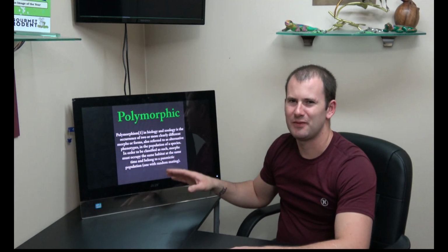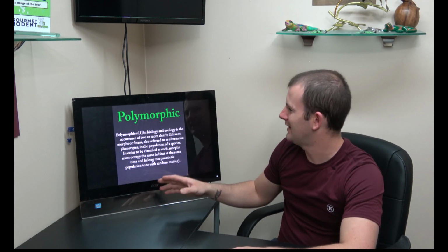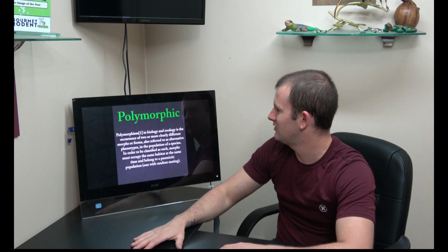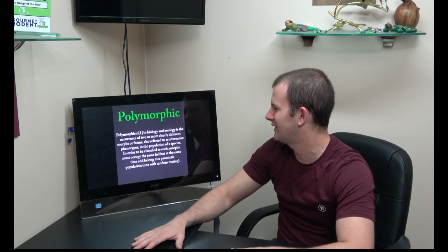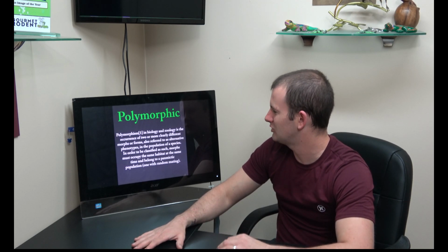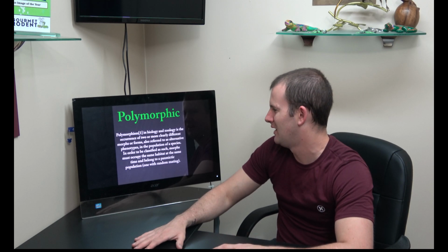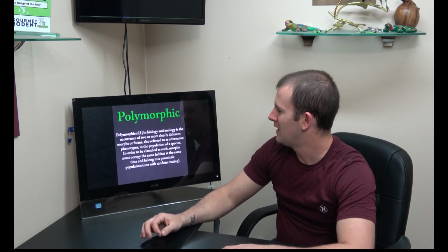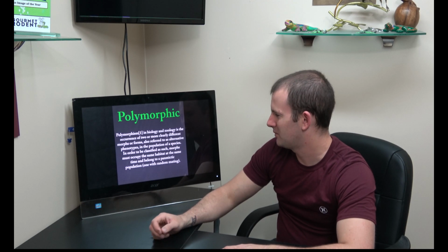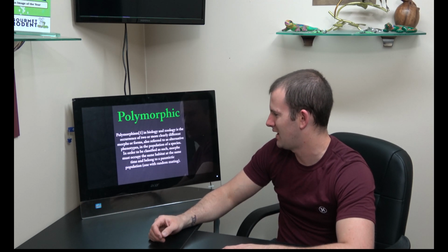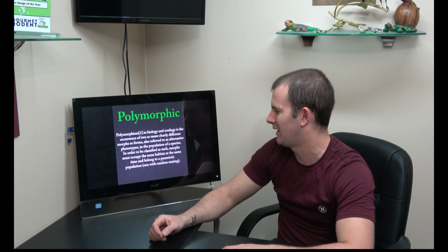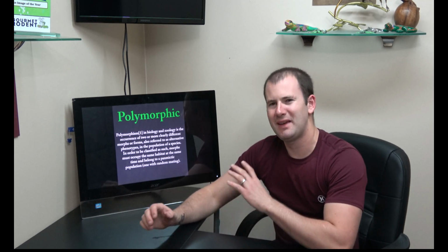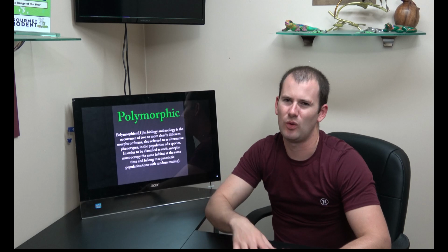Now, the scientific definition of polymorphism or polymorphic is: polymorphism in biology and zoology is the occurrence of two or more clearly different morphs or forms, also referred to as alternative phenotypes, in the population of a species. In order to be classified as such, morphs must occupy the same habitat in the same time and belong to a panmictic population, one with random breeding. So that basically means polymorphic is any species when within a wild population there is one or more clearly different morph.